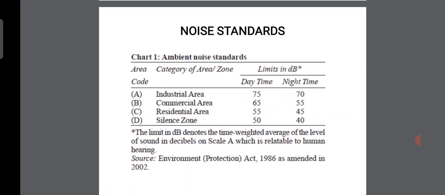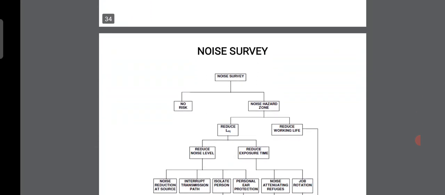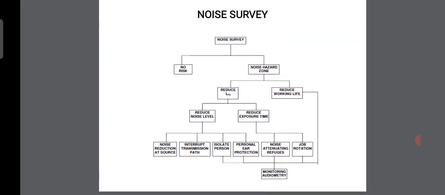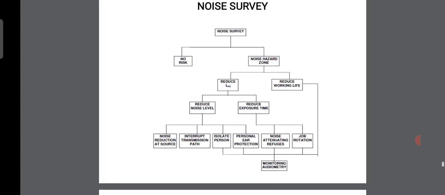The limit in decibels denotes the time weighted average of the level of sound in decibels on scale A, which is related to human hearing. The noise survey can be conducted to find the no risk zone and the noise hazard zone. In the noise hazard zone, we have to reduce the noise pollution level, that is, the decibel level of sound in that area, and reduce the working period in this noise hazard zone.